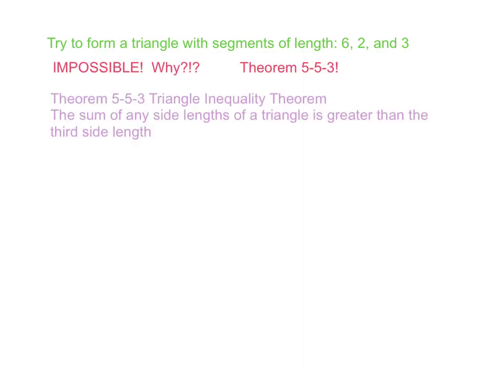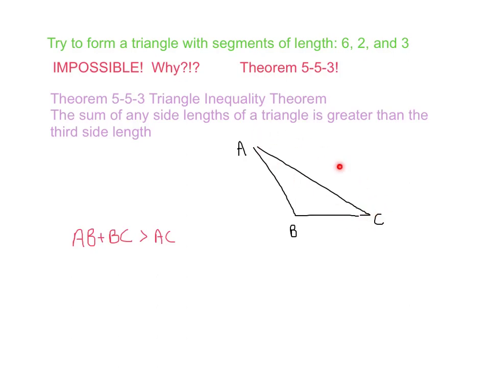The reason why that triangle would never form is because we have this theorem 5-5-3. It says the sum of any two side lengths of a triangle is greater than the third side length. What exactly does this mean? If we have a triangle ABC, this theorem tells us that AB plus BC will be greater than AC. Basically, if we add these two lengths up, it will be bigger than AC.